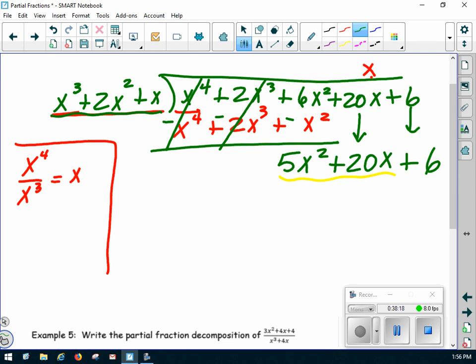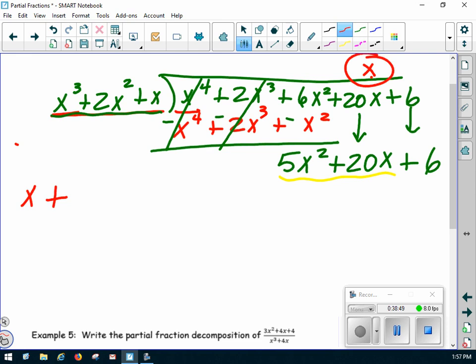Now I've got to do x squared divided by x cubed. You're done, right? Because the degree of x squared is smaller than the degree of x cubed. You're done. That's the remainder. That is a likely remainder. So that whole mess up there that we started with is x plus, here's this x, right? This is the remainder. So it's plus that, over that.